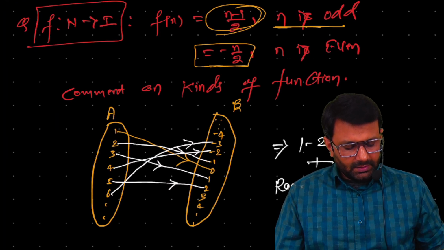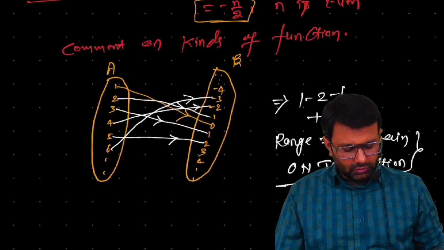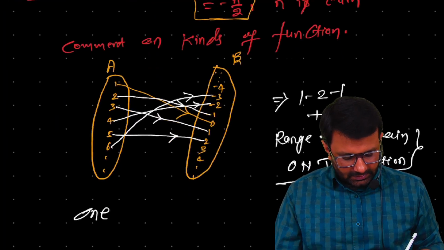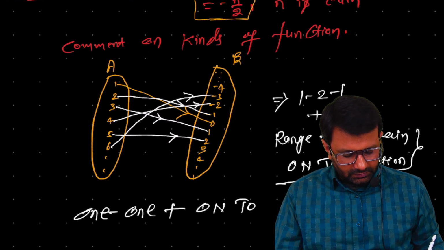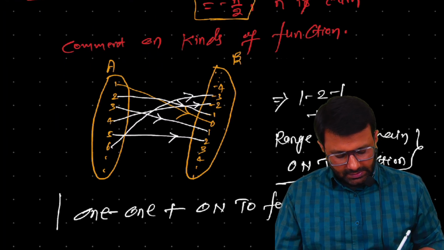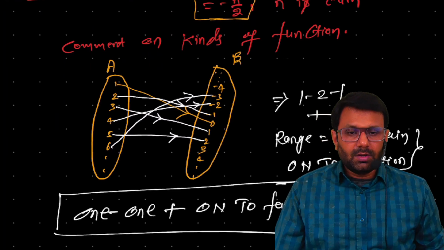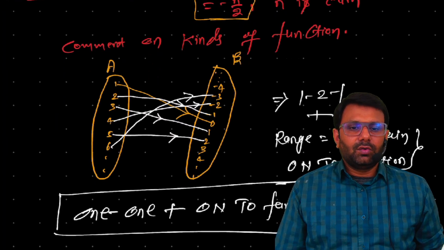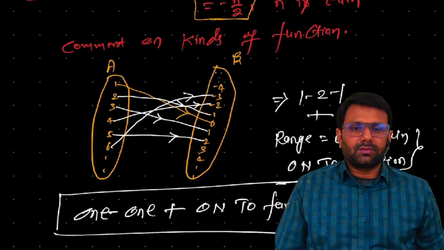Very simple. So this is 1-1 plus onto. You can write like this: this is a 1-1 plus onto function. Like this you can solve questions by the mapping method and comment on kinds of function.